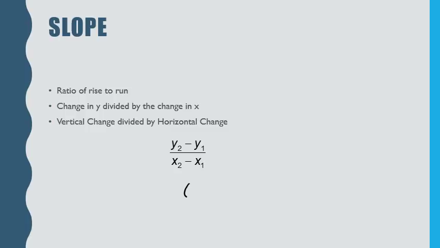Those subscripts don't mean anything other than there's two different points. So if I had the point 5, 3 and the point -2, 1, this would be x1 and y1, and this would be x2 and y2. So all it does is delineate between the two different points.